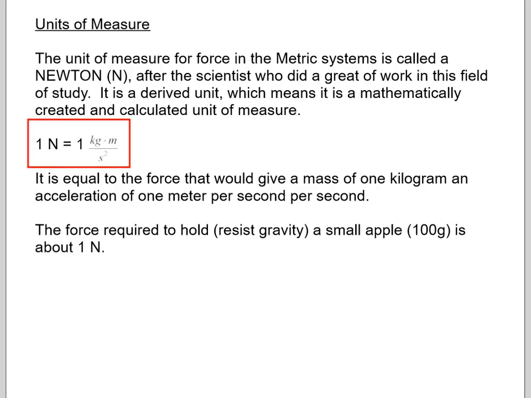The unit of measure for forces is a Newton. In the metric system, that's what we're going to be using. If you're using imperial, you'd use a pound, but we're going to use a Newton, and it is defined as 1 kilogram meter per second squared. It's a derived unit, which means it's made up of other fundamental units. That's a really important concept.